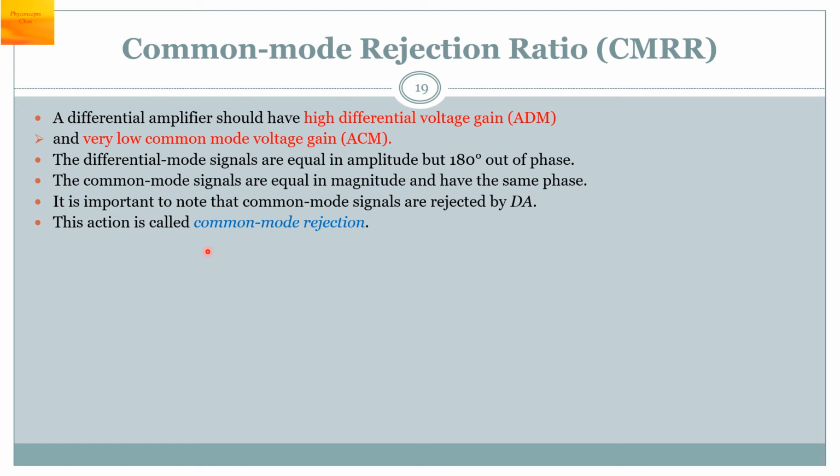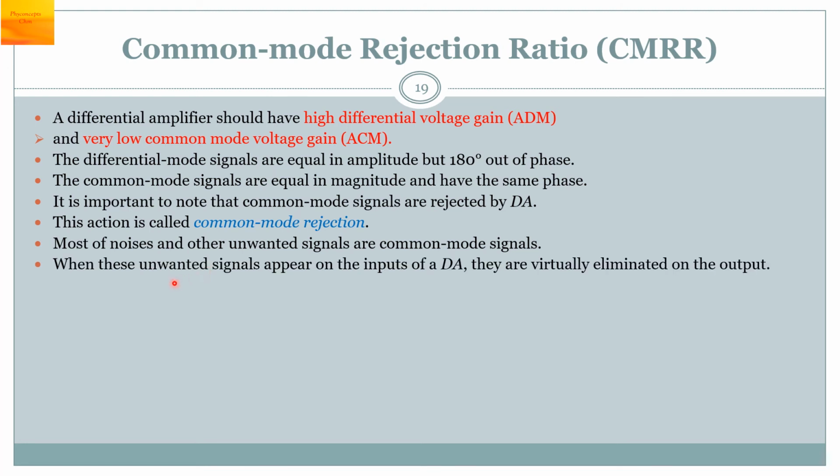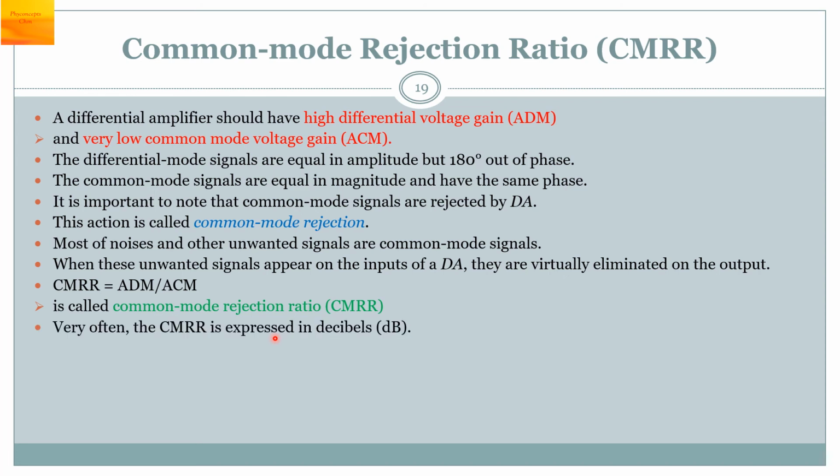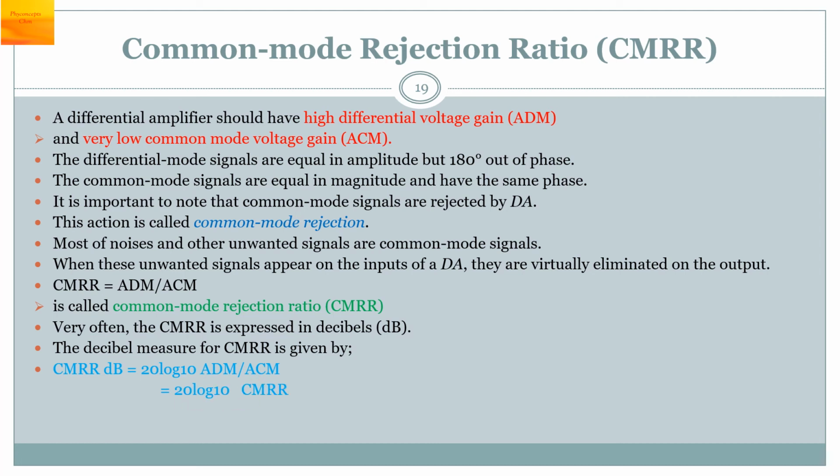Most of the noises and other unwanted signals are common mode signals. When these unwanted signals appear on the inputs of a differential amplifier, they are virtually eliminated at the output. So CMRR is given as the ratio of the two gains, A_DM upon A_CM. It is called the common mode rejection ratio. Very often this CMRR is expressed in decibels, dB. So we can write that in decibels as 20 log to the base 10 of A_DM upon A_CM, which is actually 20 log to the base 10 of CMRR.